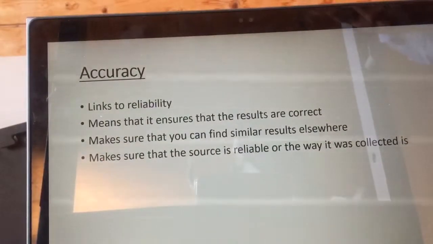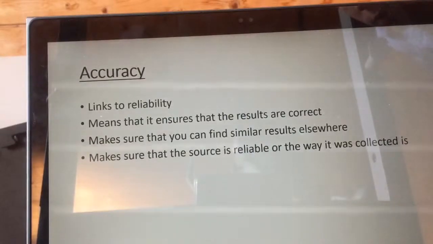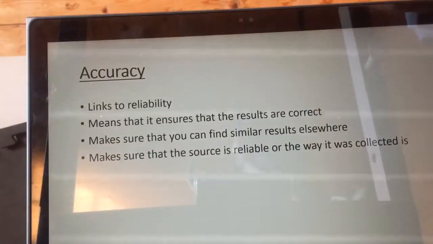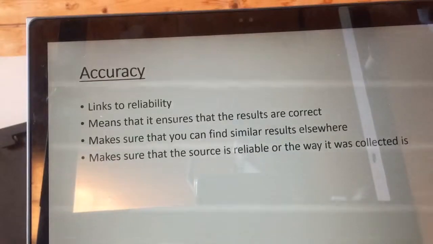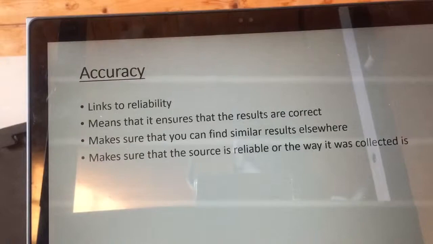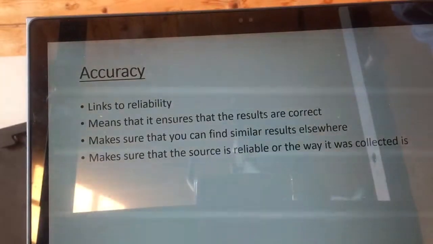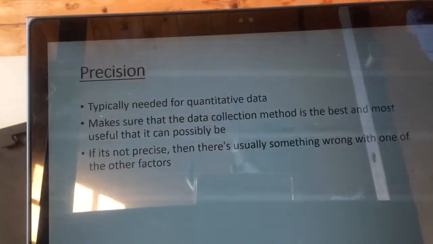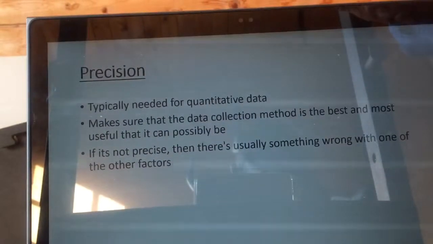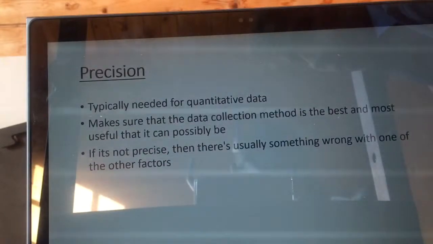Accuracy links heavily to reliability. It ensures the results are correct and that you can find similar results elsewhere, and the source is reliable, or the way it's collected was the most reliable and the best it could be. So for example, if you're trying to get some quantitative data, you wouldn't use an interview because that's heavily linked with qualitative. Precision is typically needed for quantitative data, however it doesn't mean that it can't be used for qualitative.